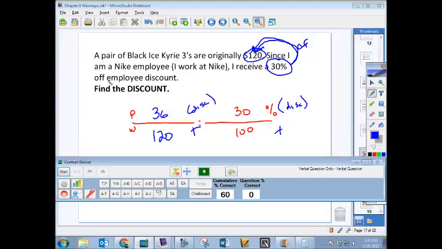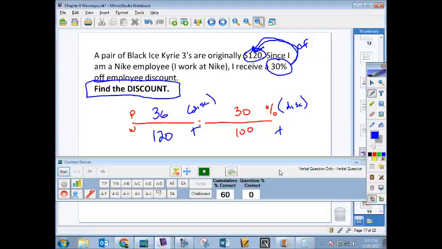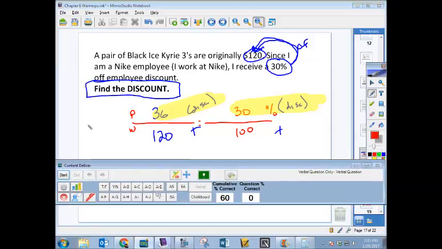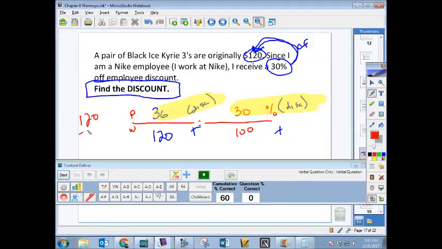What's the question asking for? The discount. If this is the percent discount, then this has to be the actual discount, the actual amount of money discount. Okay? Everybody got that? So you wouldn't subtract. You wouldn't do 120 minus 36. It's not asking for the new price. It's asking for the discount, how much you are saving.